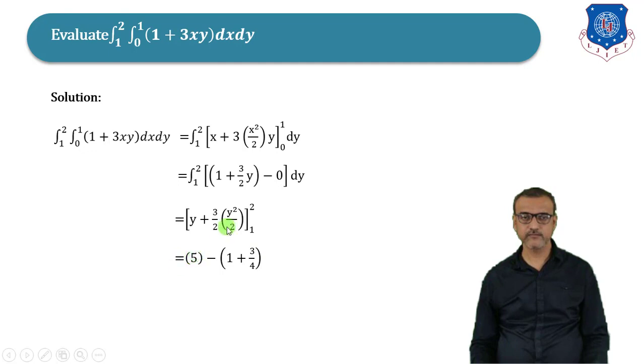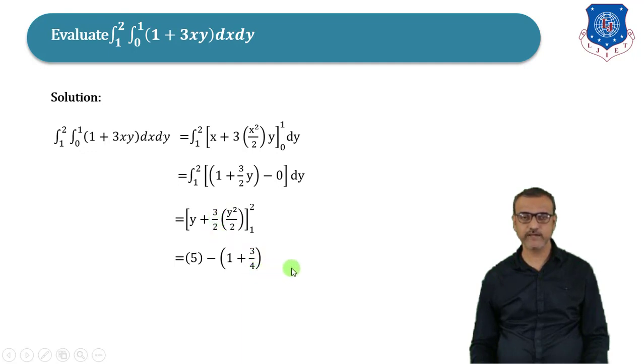Now this is equal to, for upper limit 2, it is 2 plus 3 by 2 into 2 square is 4, 4 by 2, so this is 4 and divided by 2, the 4s will cancel out, and we have 2 plus 3, which is 5. Then after minus sign, lower limit is 1, replacing y by 1, so it is 1, plus 1 square by 2, so it is 1 by 2, now multiplying 1 by 2 by 3 by 2, so it is 3 by 4.